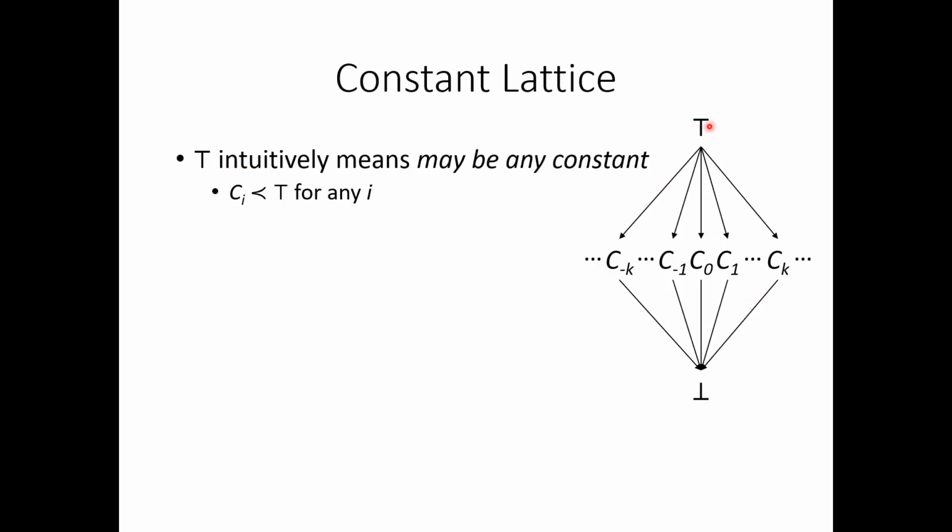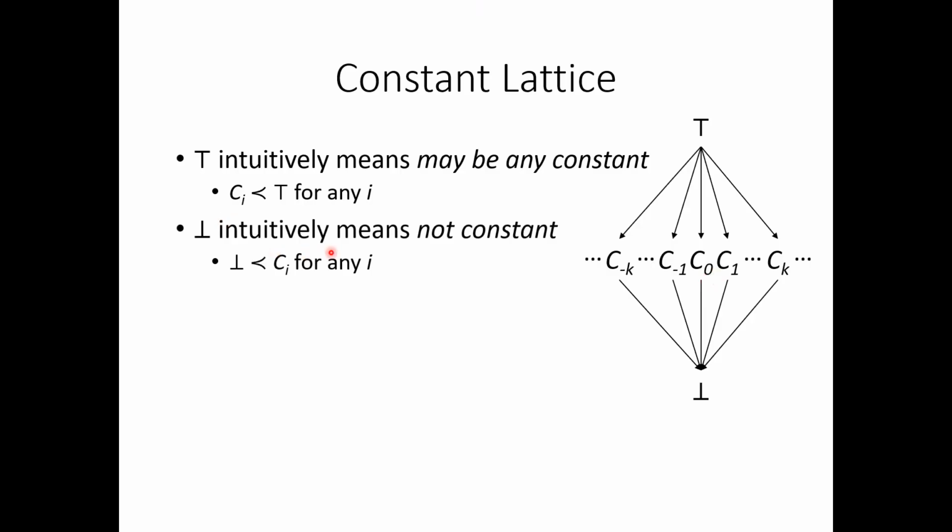Here, top is the greatest in our partial order, and any constant Ci. So here, C minus 1 refers to the constant minus 1. C0 refers to constant 0. Ck refers to the constant k. So any Ci is less than top for any i.